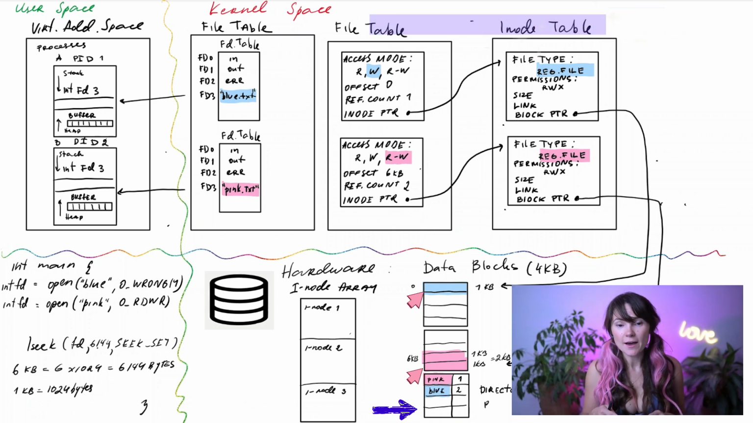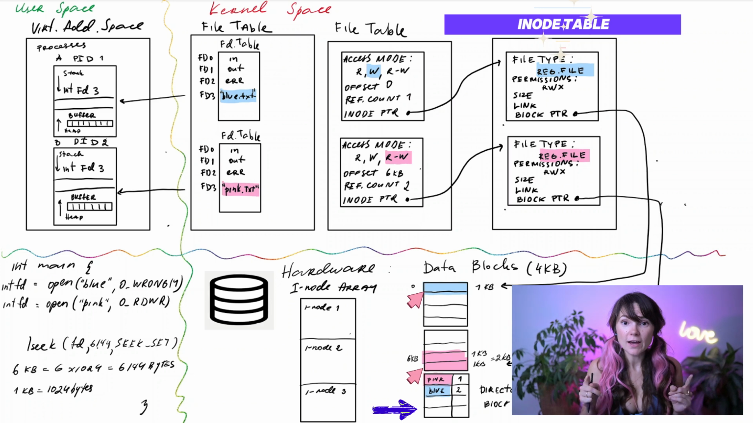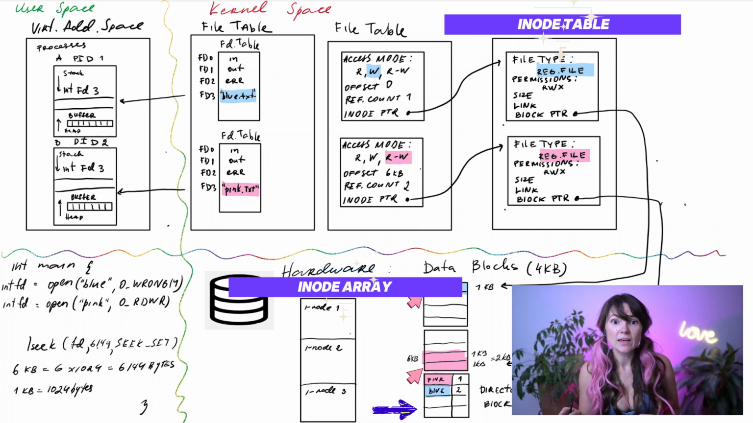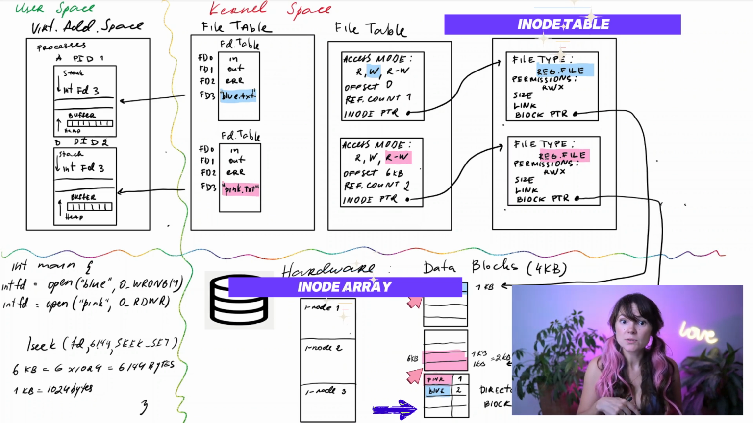If you notice, we have inode table and we also have inode array, and you might think, what is the difference between these two? The difference between inode table in the kernel and inode array in the hardware is that inode table in the kernel manages inodes for concurrently active files, thus enabling fast access and management. The inode array, on the other hand, that lives in the hardware, provides persistent storage of file metadata for the entire file system.